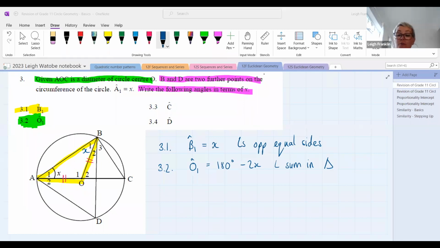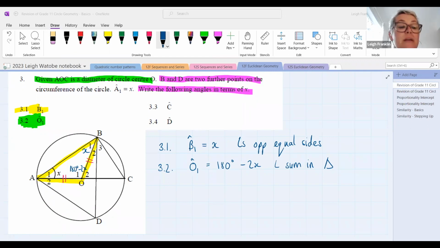So again, that's another throwback from grade 8. We can see here our grade 8 geometry, our grade 9 geometry is important for us in order to be able to do grade 11 geometry. All those things that we used when we were much, much smaller are now coming back. So this is 180 minus 2x. Very good, well done.